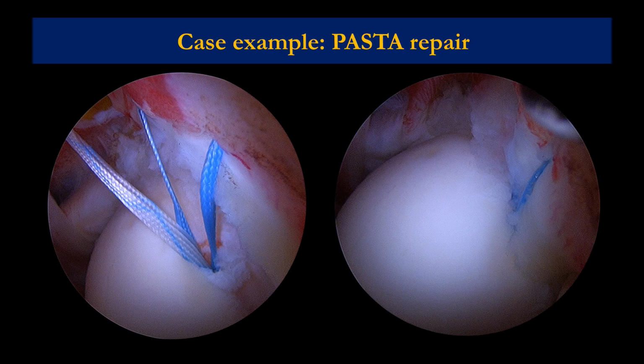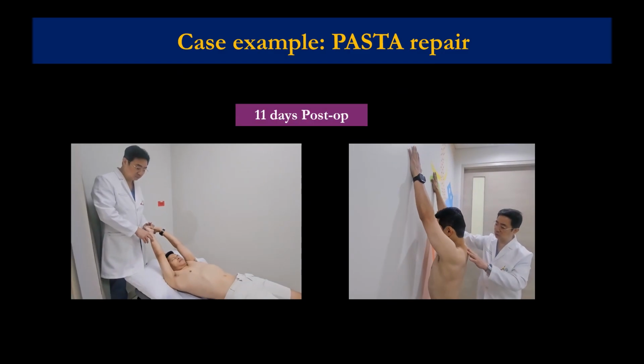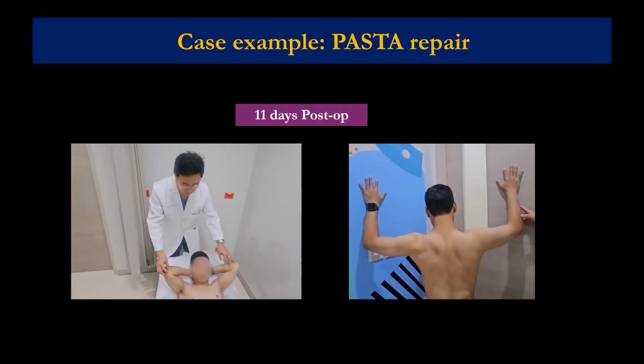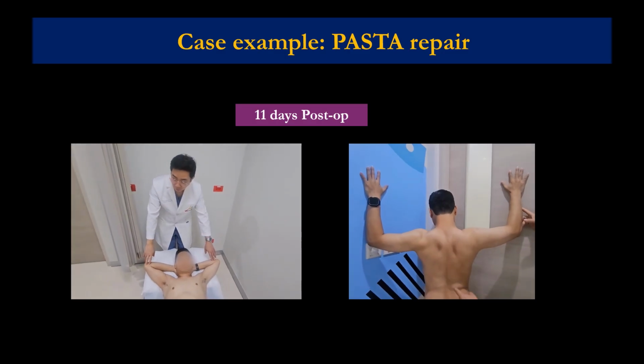So these are the pictures before and after the repair. I put the camera in the joint again. This time I did not make a step incision in the cuff at all. I come in from the front, but my angle is aiming very vertical to the footprint of the rotator cuff. And this is only 11 days after surgery, and this one is 2 weeks, I think. This one is 11 days.